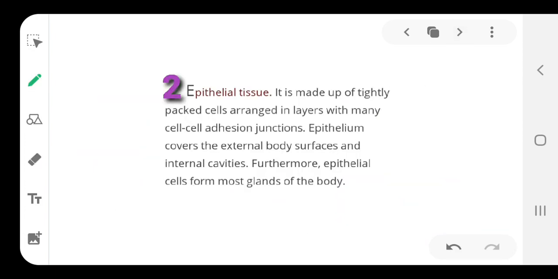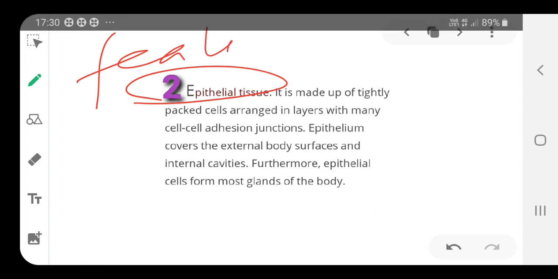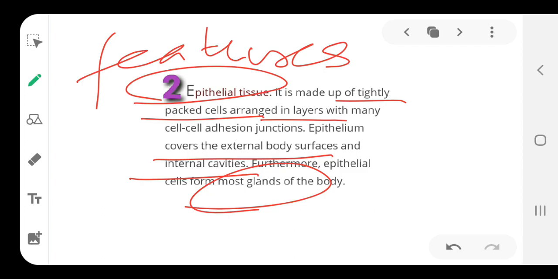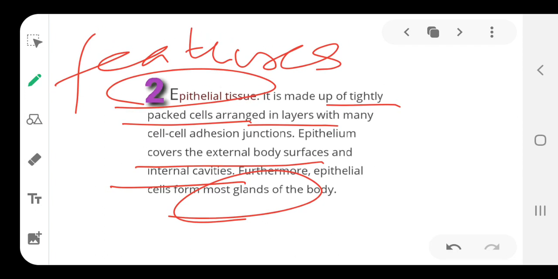Underline the first, epithelial tissue, that we have just read. Check out the characteristic features of epithelial tissue. They are made up of tightly packed cells arranged in layers one over the other, and they cover the body's external surface as well as internal cavities. The cells are packed in layers, cover the body internally and externally, and form most of the glands in our body. That is epithelial tissue.